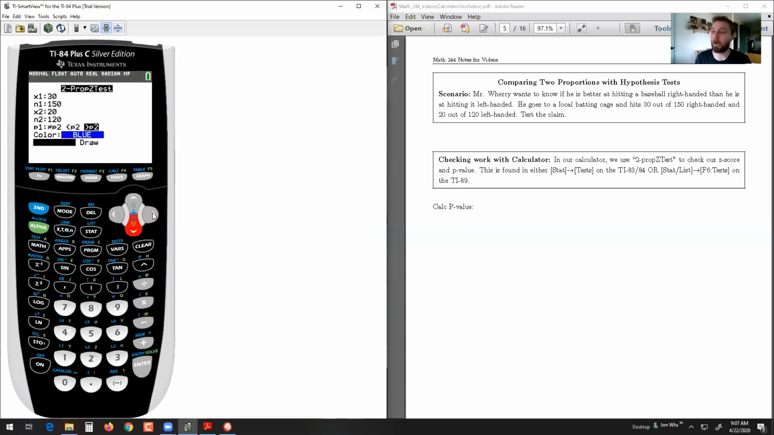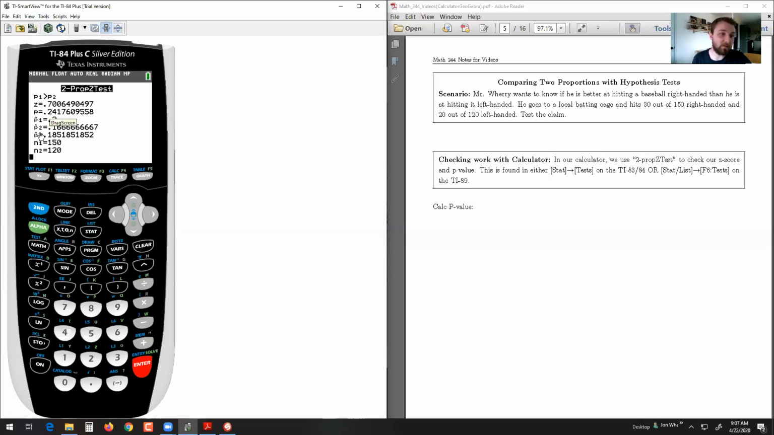I can calculate or draw. I'm going to choose calculate. Just as a note, my calculator only knows how to deal with whole numbers, so if I'm given percentages, I have to convert those percentages into counts before I can do anything. This gives me a z-score of 0.70. Great, that's what I got before. A p-value of 0.242. When it says p, this means p-value.